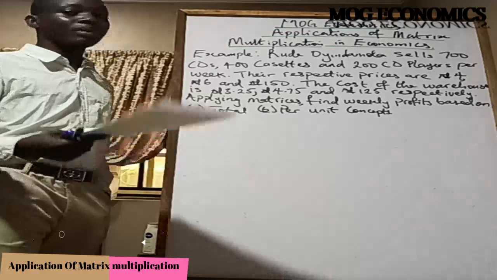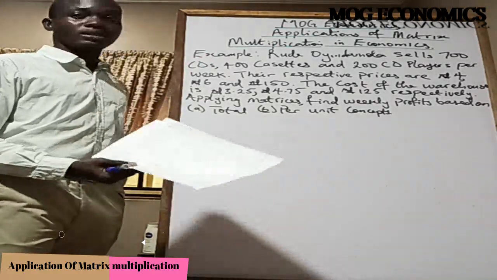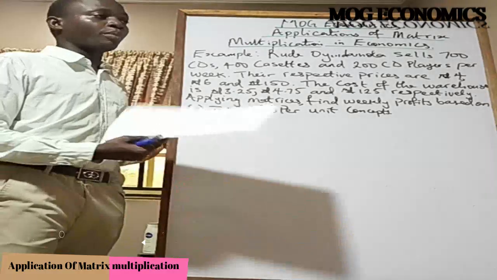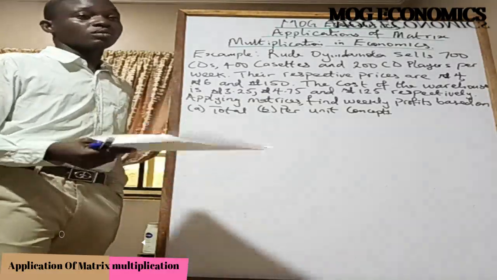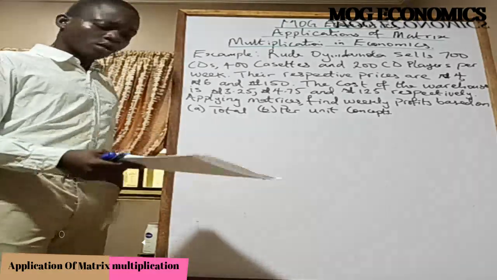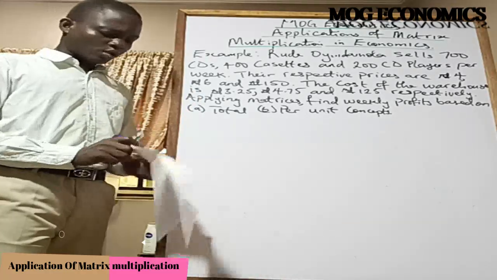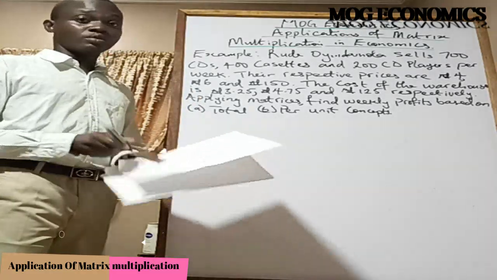So the question says, applying matrices, find weekly profits based on total concept and per unit concept. So per unit concept is looking at average, right? So like average costs or price, per unit of a commodity. So the question is how do you calculate profits, right? So profit is essentially your total revenue, right?